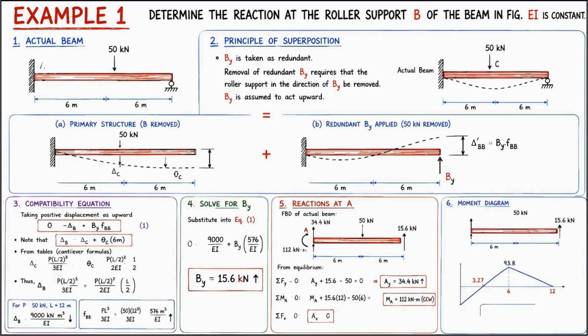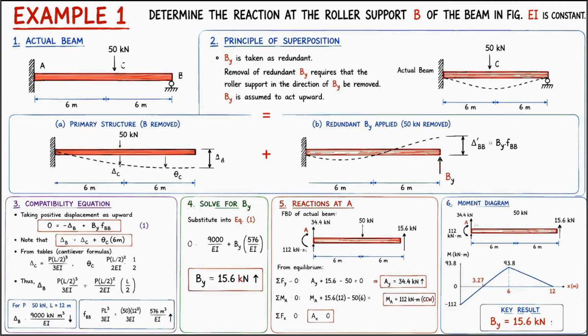Using standard cantilever formulas, we obtain delta B equals 9,000 over EI and FBB equals 576 over EI. Substituting these values and solving gives By equals 15.6 kilonewtons upward.